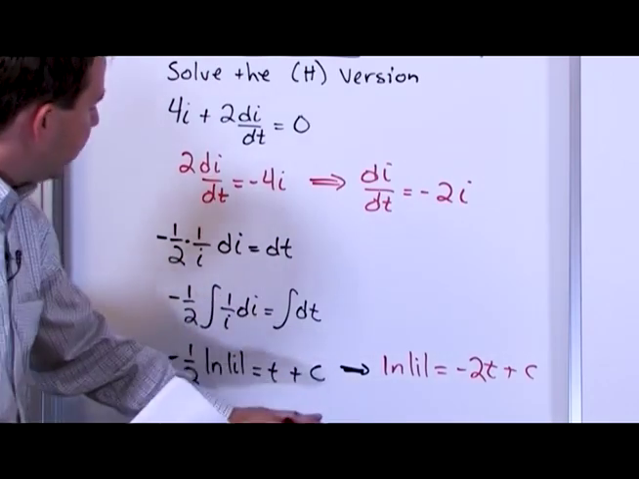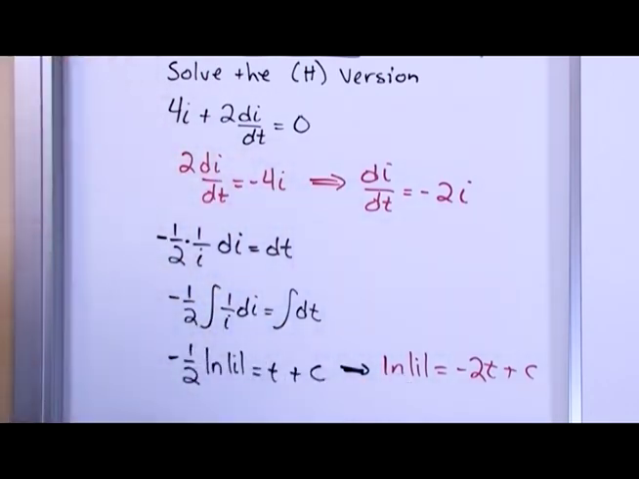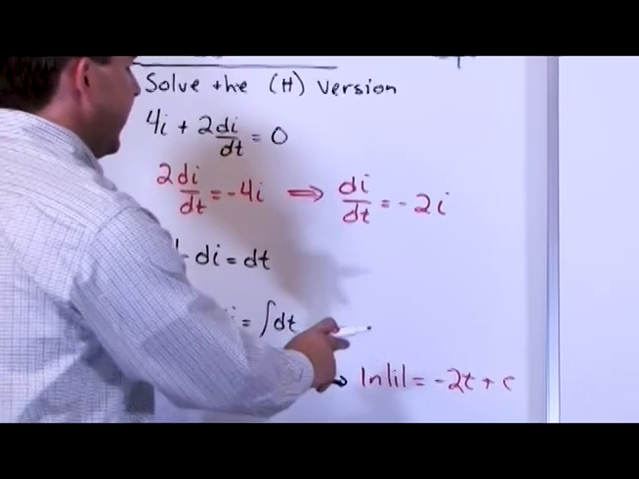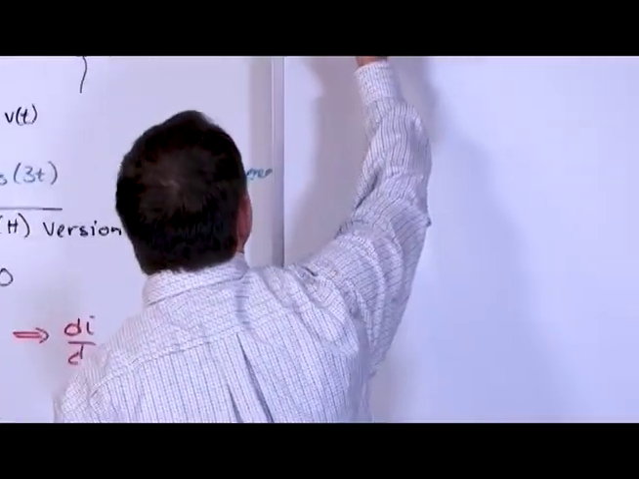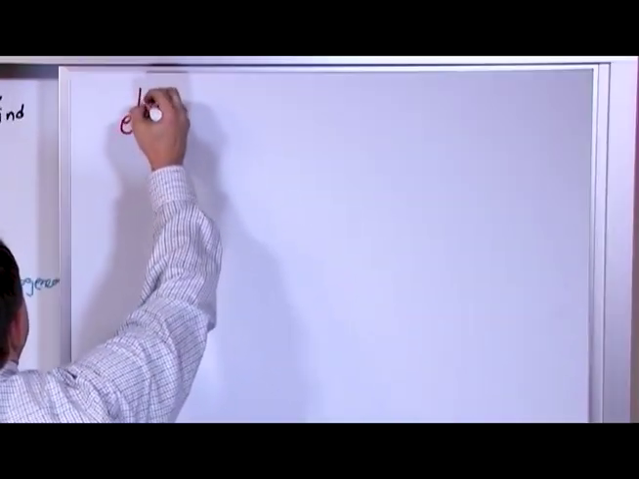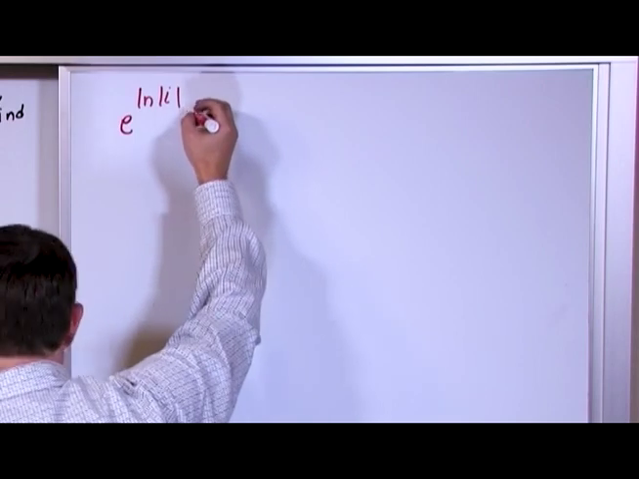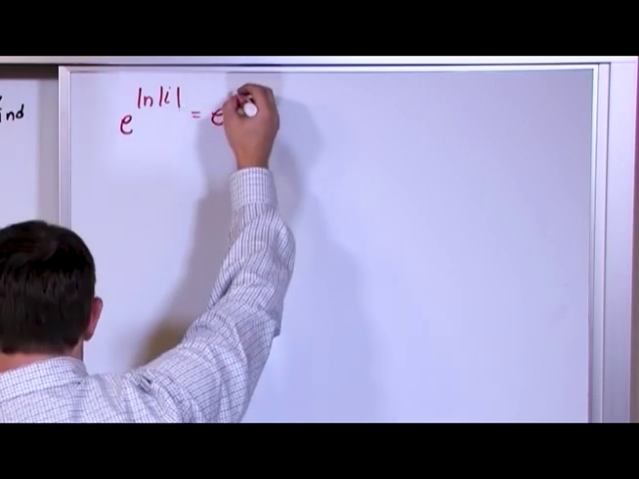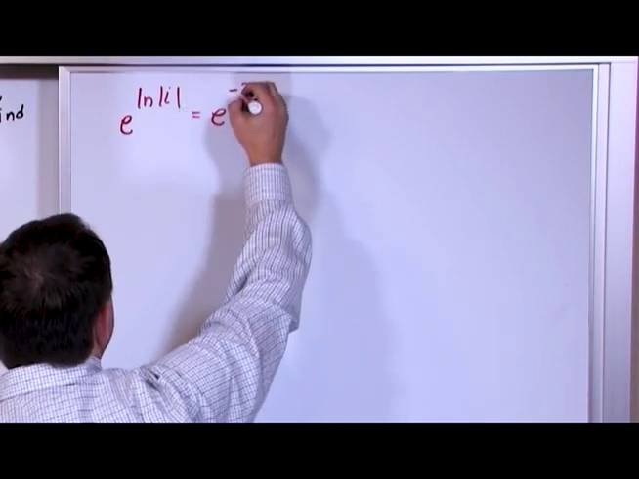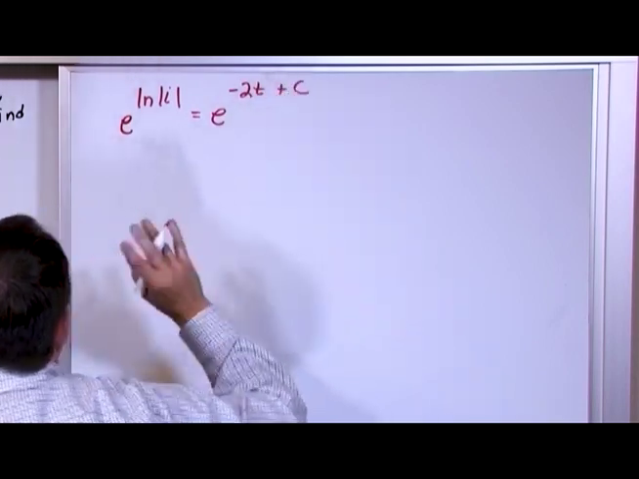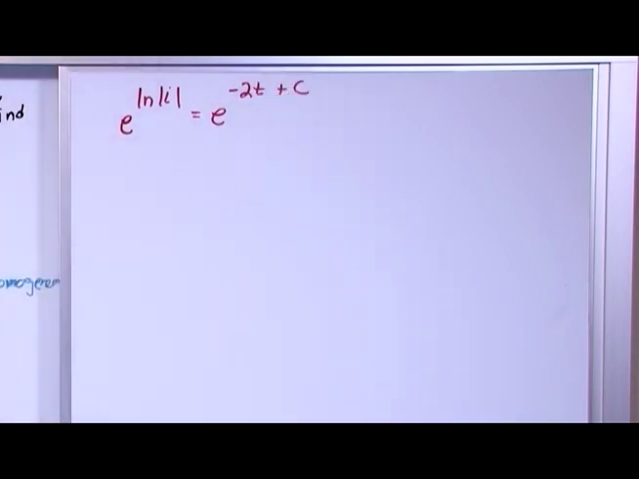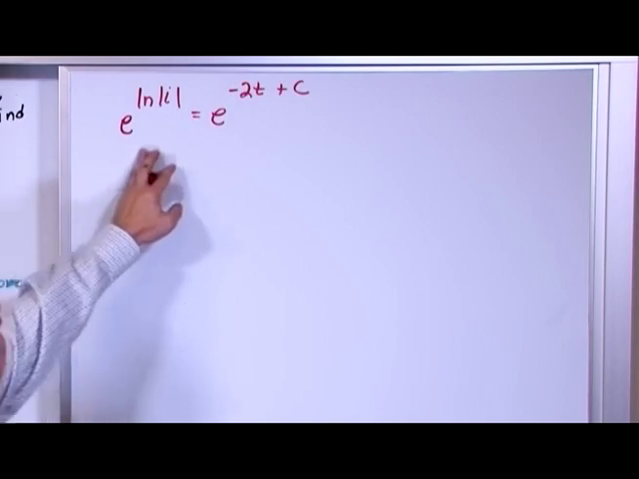So when we do this, we get natural log of I is equal to negative 2 times t plus a constant. And what we're going to do next is raise both sides to the power of e. So we'll have e to the natural log of I is equal to e to the negative 2t plus a constant. So all we did was take this and raise both sides to the power of e, which is what we get over here.